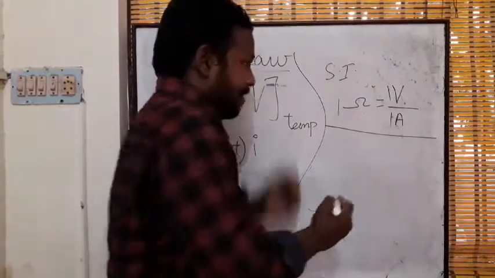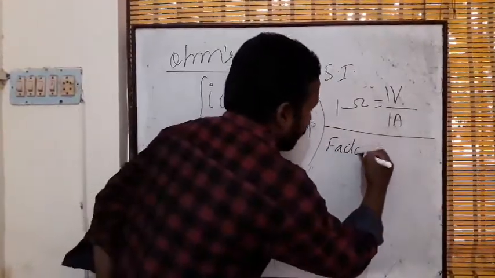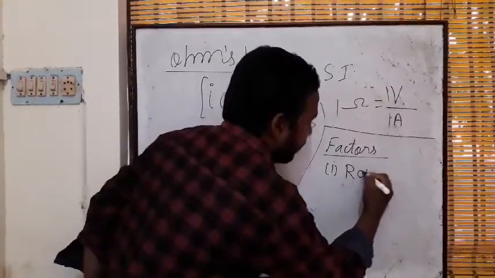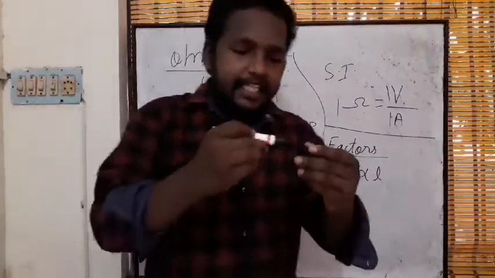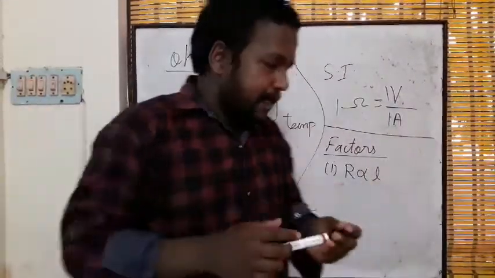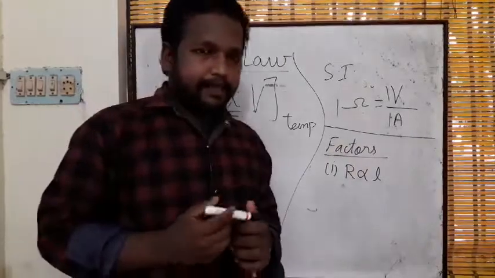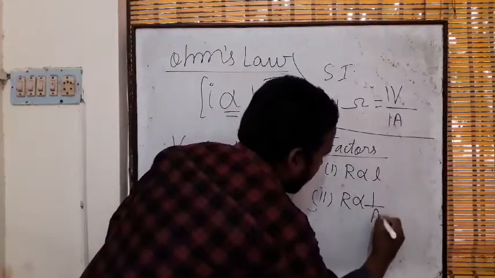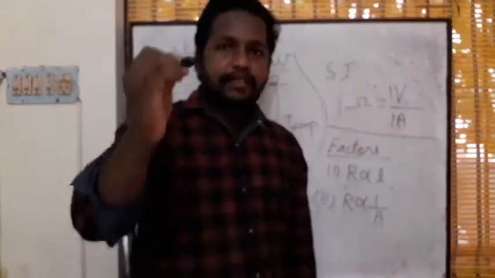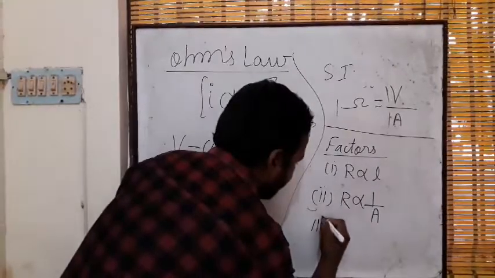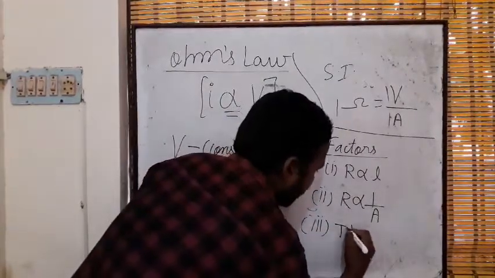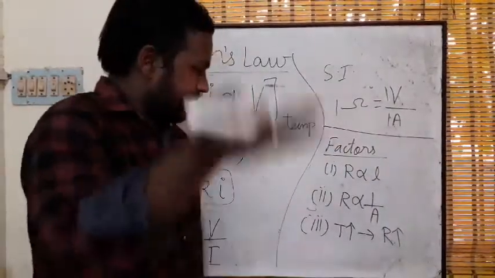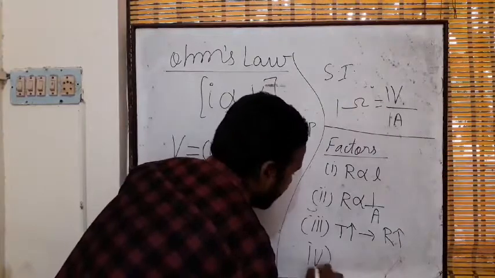The other thing is the factors affecting resistance. The first factor: resistance is directly proportional to length. In case the length of the wire is increased, the resistance is going to increase. Another thing, resistance is inversely proportional to the area. If area increases, the resistance will decrease. Another, if temperature increases, the resistance also increases, because all the molecules start to vibrate more. And the last is the nature of the material.